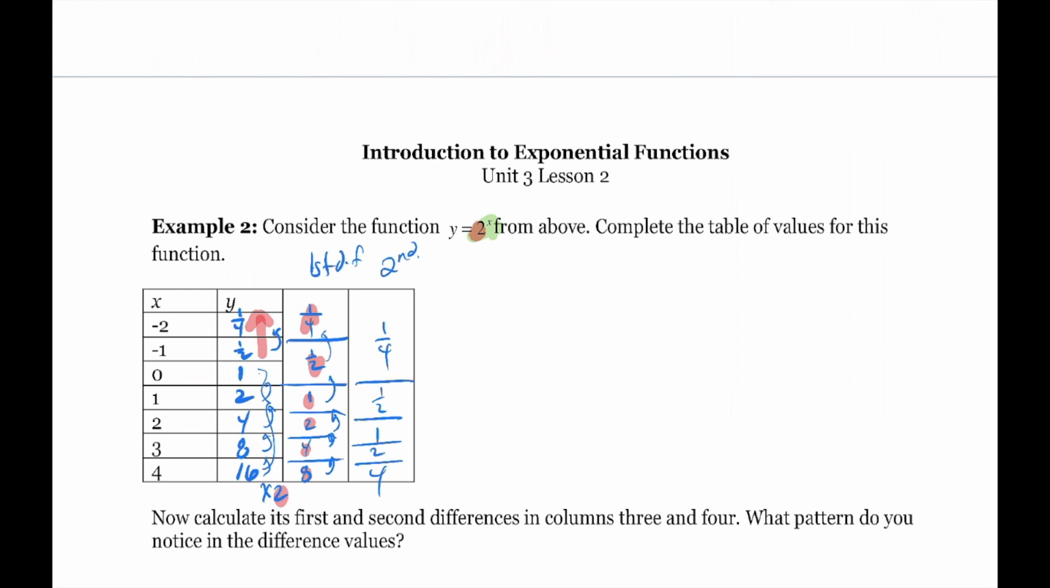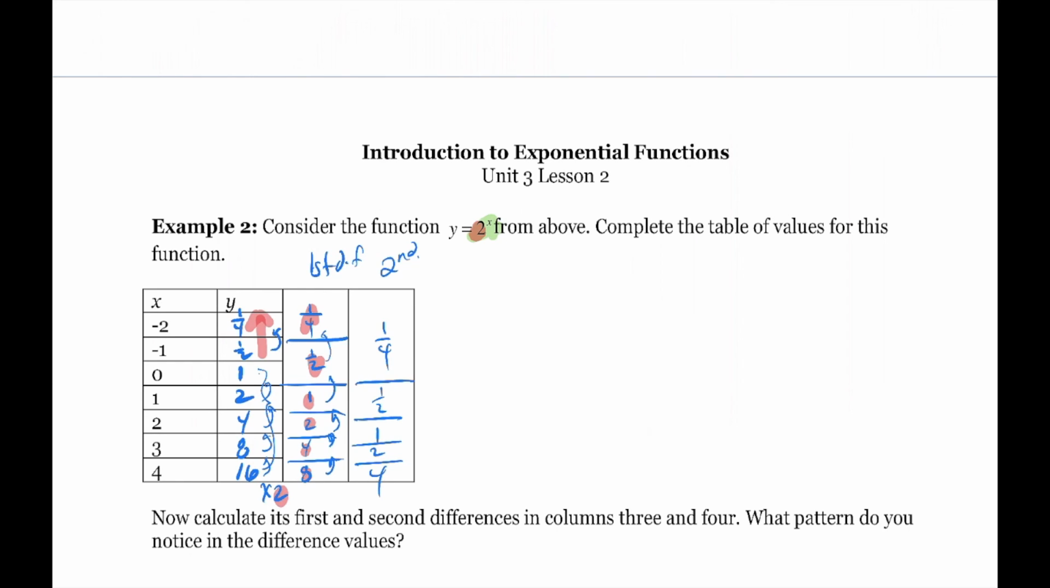In other words, it will come to a certain point where the first differences are all the same. What we discover with the exponential function is the first, second, third differences, if we keep going on and on, we're going to get these same numbers. So they never merge. So that's one important thing that we're going to see with an exponential function.